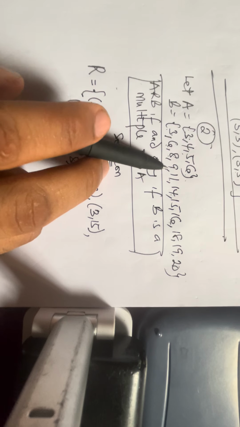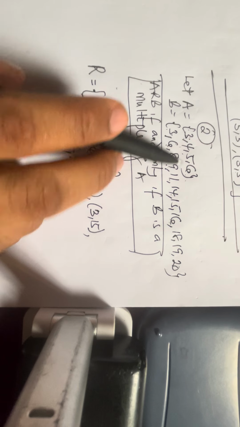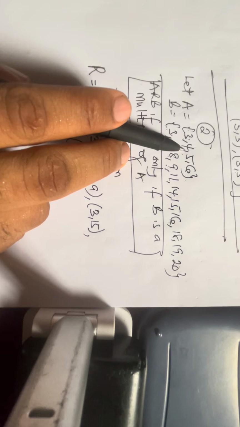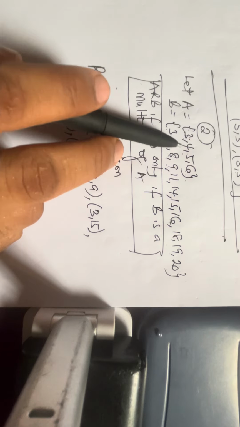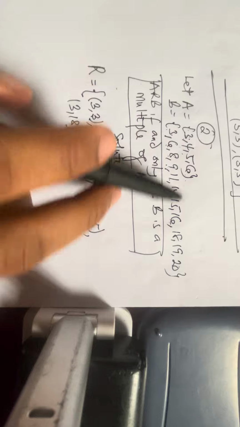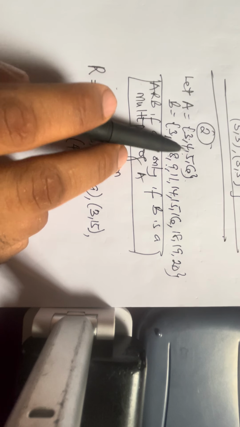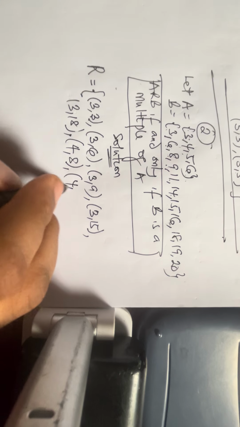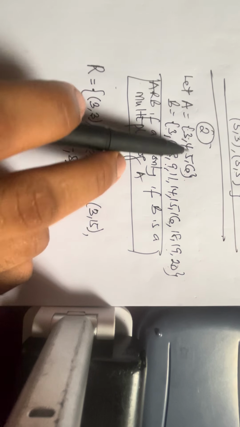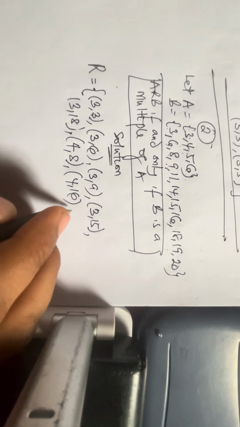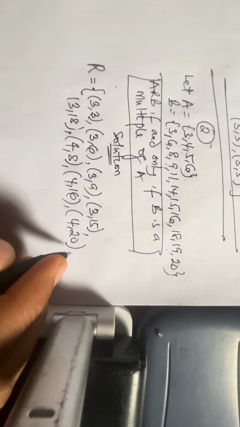Let's go to 9. Can 9 divide 4 without a remainder? No. Can 11 divide 4 without a remainder? No. Can 14 divide 4 without a remainder? No. Can 15? No. Can 16? Yes. 16 can actually divide 4, because 4 times 4 is 16. So 4 comma 16. Can 18 divide 4 without a remainder? No. Can 19? No. Can 20 divide 4? Yes, because 20 divided by 4 is 5. So we say 4 comma 20. We are done with 4.